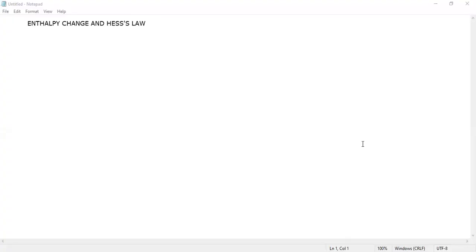In this online lecture, we are going to learn about enthalpy change and Hess's law. Now imagine you and some friends are hiking up a mountain trail. You come to a fork in the trail and decide to break into two groups. One group follows a short, steep path, while the other one takes a set of stairs with gradual slope.